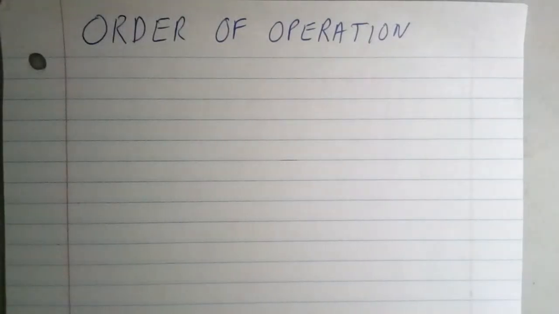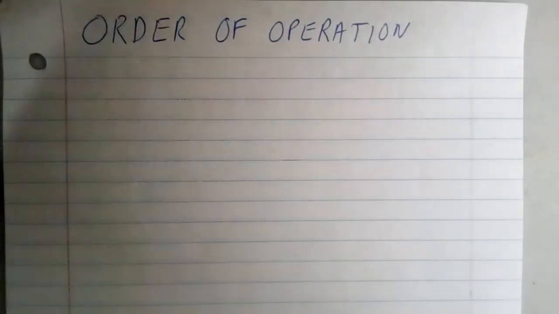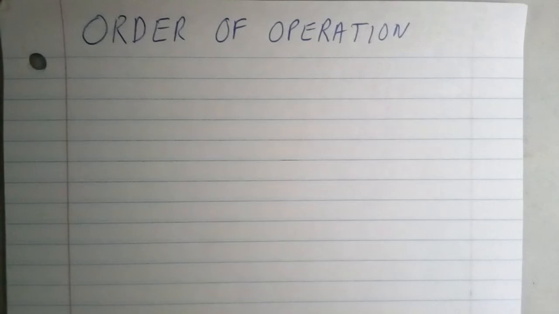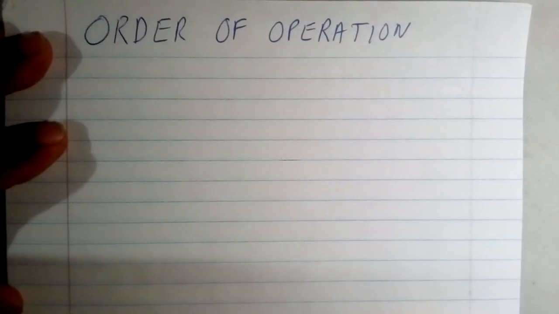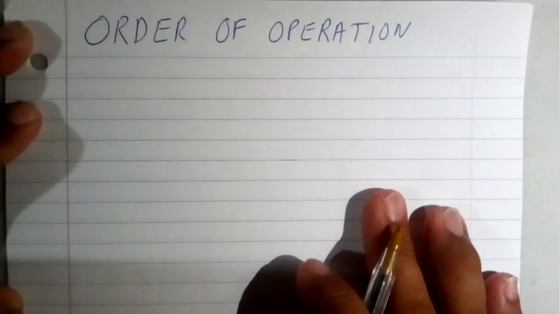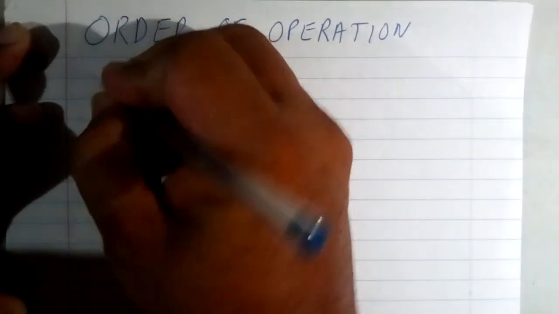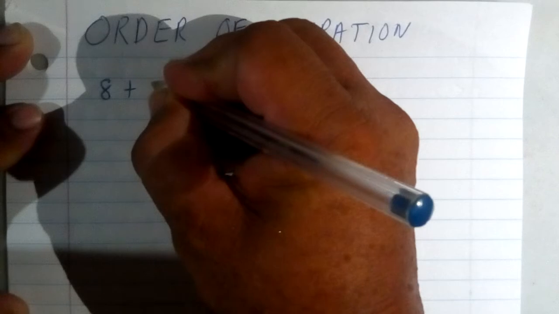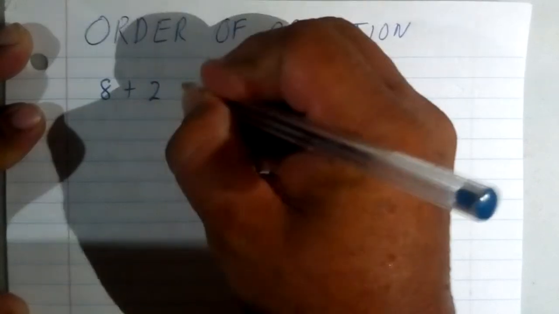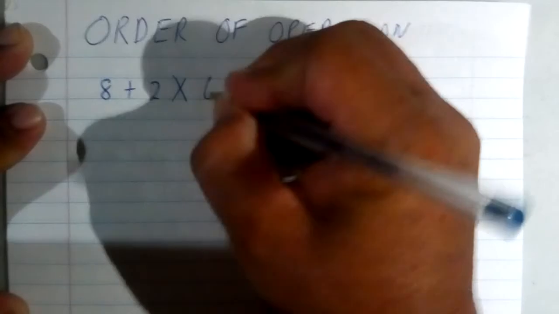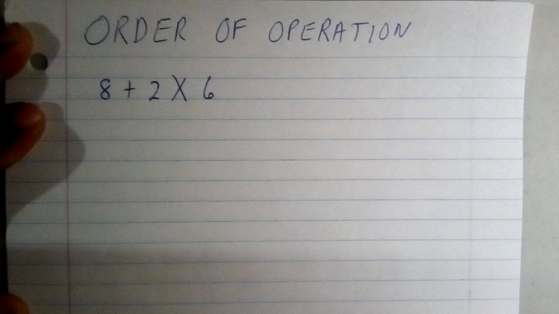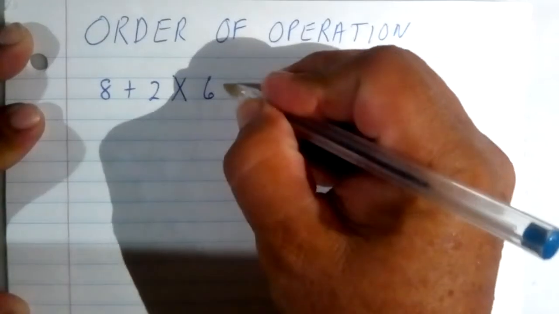Order of operations. This is our new topic. So in order for us to work with this, we're going to start first of all with simply a mathematical statement. So let's say we have 8 plus 2 times 6. Okay, so this is our mathematical statement. What is the solution to this problem?